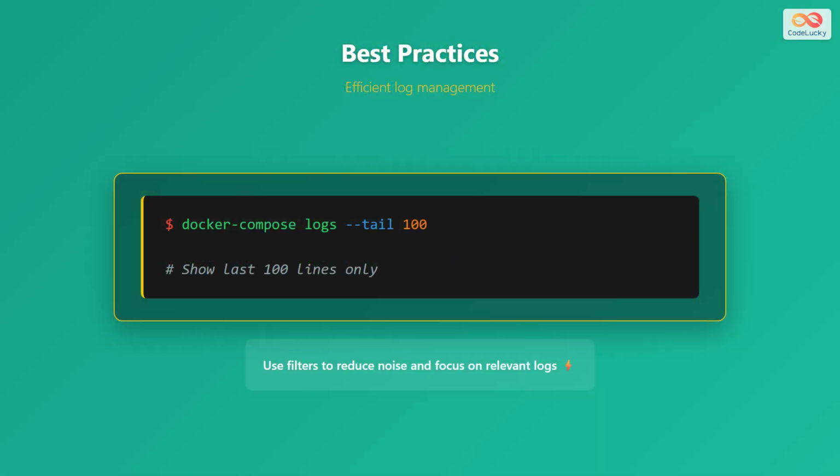To efficiently manage your logs, implement best practices such as limiting the number of lines displayed. For example, using the tail flag, which is --tail followed by a number such as 100, with Docker Compose logs will show only the last 100 lines. Use filters to reduce noise and focus on relevant logs.